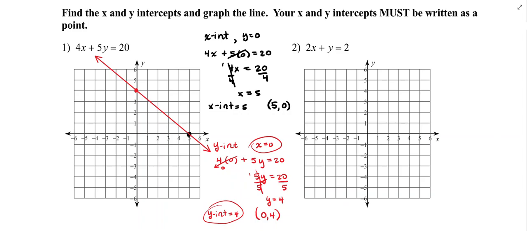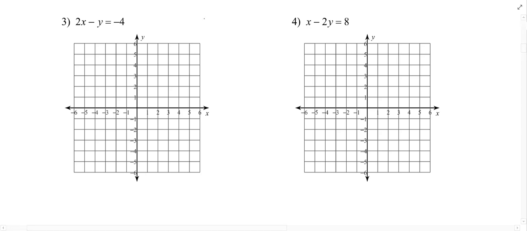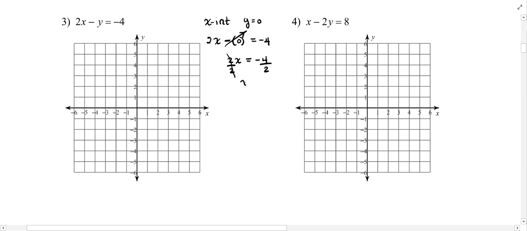All right, let's do another one. Let's look at this one. First and foremost, let's find the x-intercept. When you're looking for the x-intercept, y equals 0. So let's plug the information in. 2x minus 0 equals negative 4. Minus 0 is basically nothing. So that's just 2x equals negative 4. Dividing both sides by 2, using that mental calculator, negative 4 divided by 2 is going to be negative 2.